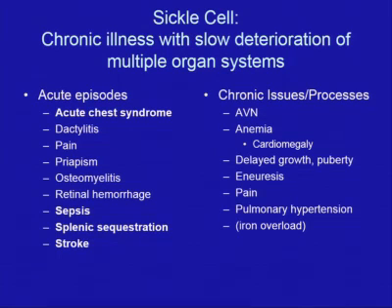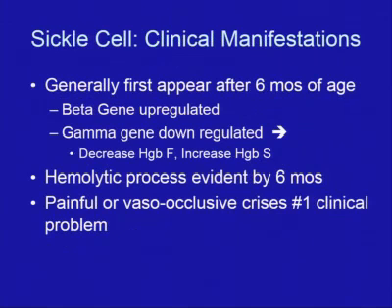And then there are many chronic problems we see over time as well. Avascular necrosis. Chronic anemia can lead to cardiomegaly. They have delayed growth and delayed puberty. Their kidneys don't work well, so they often have nocturnal enuresis. Again, chronic pain can develop. They can get pulmonary hypertension. And in patients who are chronically transfused, iron overload is another problem we have to deal with. So symptoms usually appear not until 6 months of age.